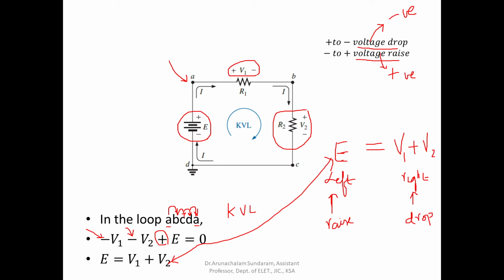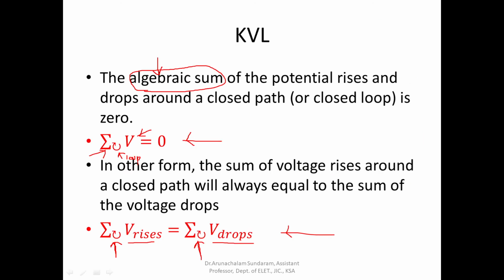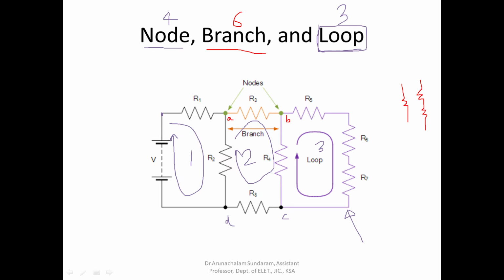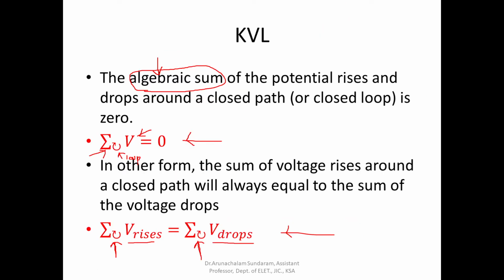So this is how you apply Kirchhoff's voltage law. That is why in the previous slide you get two equations. Algebraic sum means you have to take care of positive and negative: positive for voltage rise and negative for voltage drop. So this is the meaning of algebraic sum.